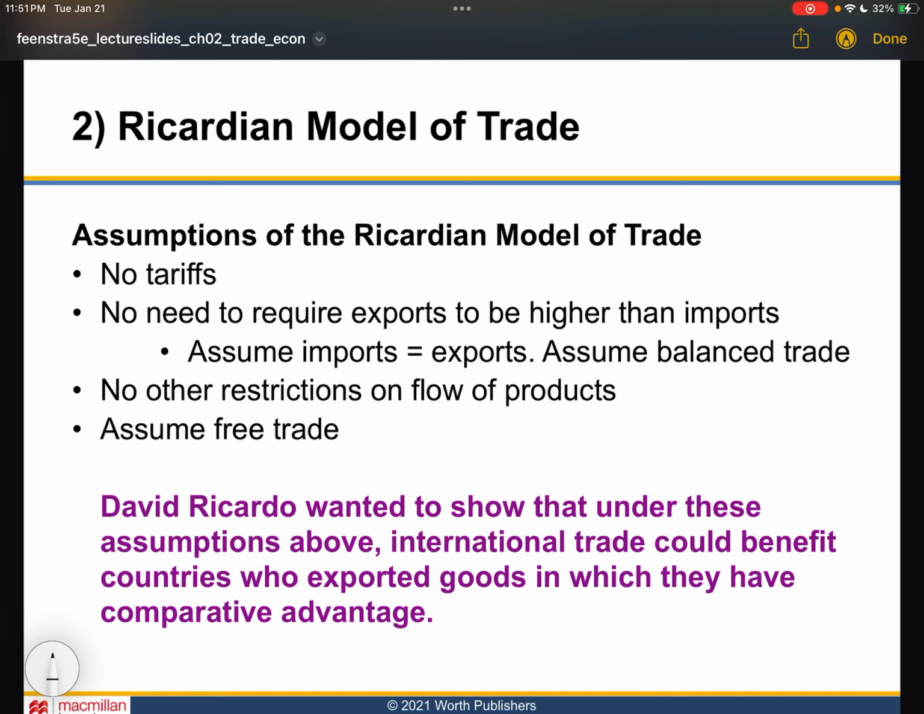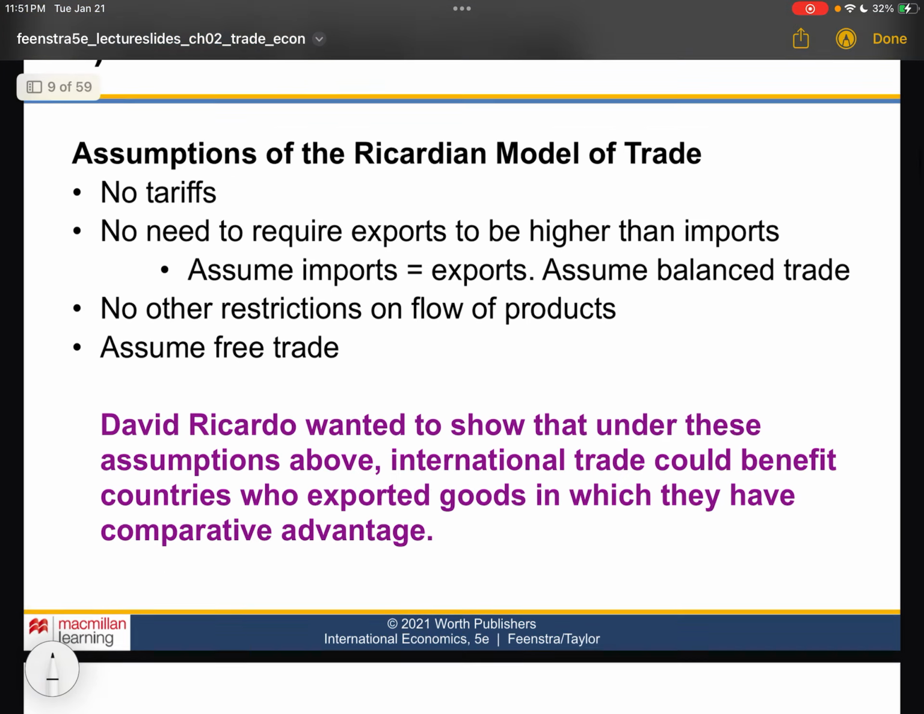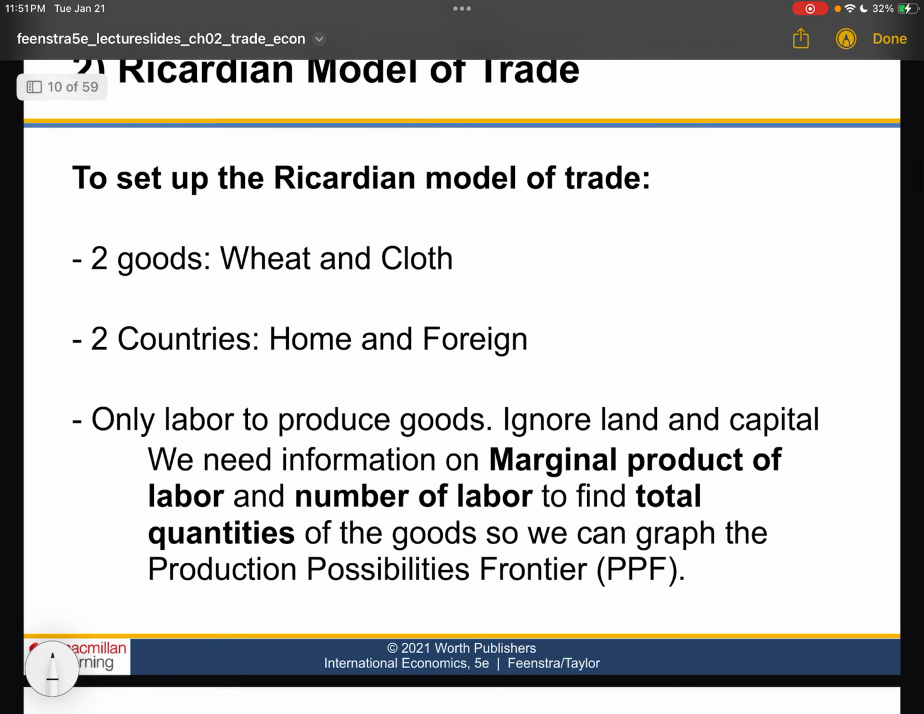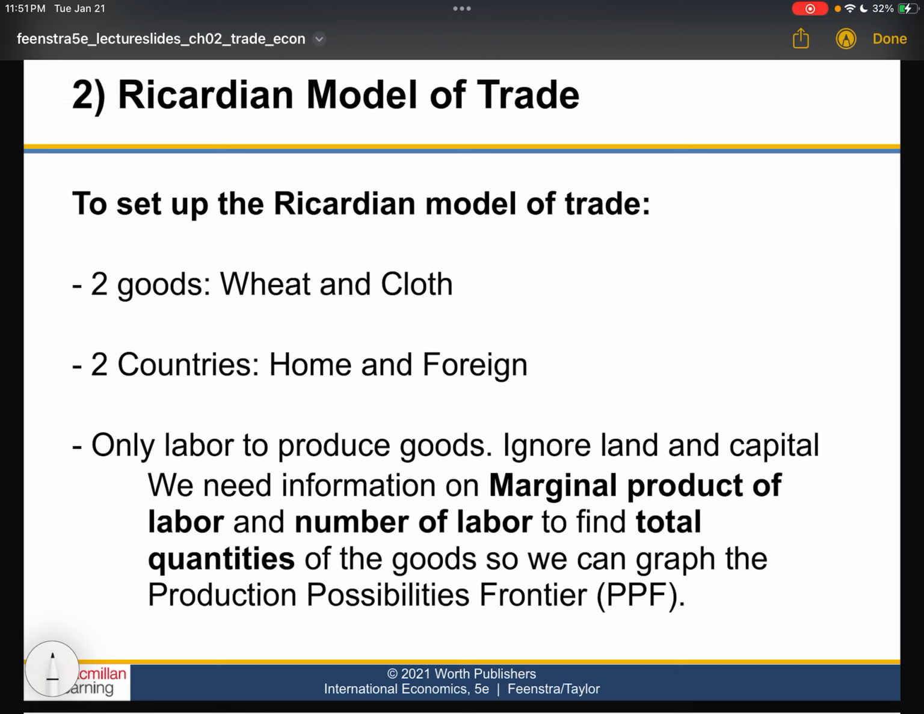So anyway, the Ricardian model will show that international trade benefits countries. Free international trade benefits countries who export goods in which they have comparative advantage, or who export goods in which the opportunity cost is lower. To set it up, we are going to think of two countries, home country and foreign country. We'll think of two goods, wheat and cloth. In that same spirit, we are thinking of two industries, wheat industry and cloth industry.